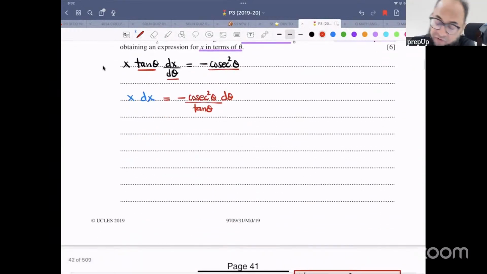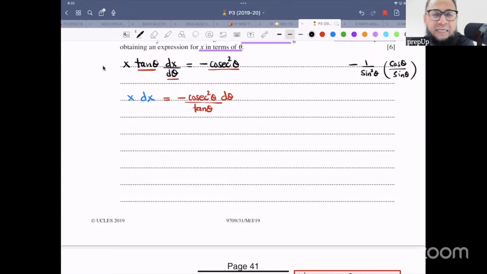The next thing that I want to do is that, let me simplify this. Minus cosec square, that is minus 1 over sine square theta. And division by tan theta is multiplication by cosine theta over sine theta. I hope it's very clear to everyone.